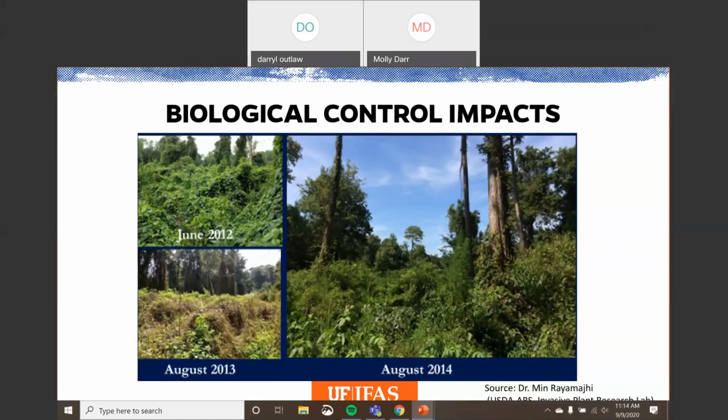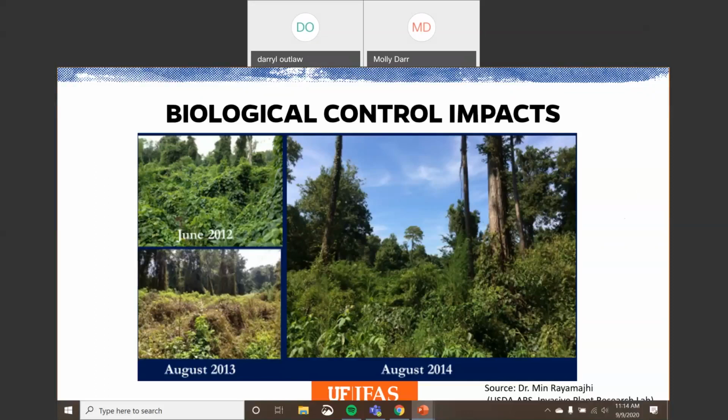And on the right-hand side, that's August 2014. So this is a little over 2 years, and you can actually see trees now, and you can see there's a lot less air potato. It's important to note that the beetles will not eradicate the vines. They just lower them to a more tolerable level. But I would be happy with this if this was my backyard.